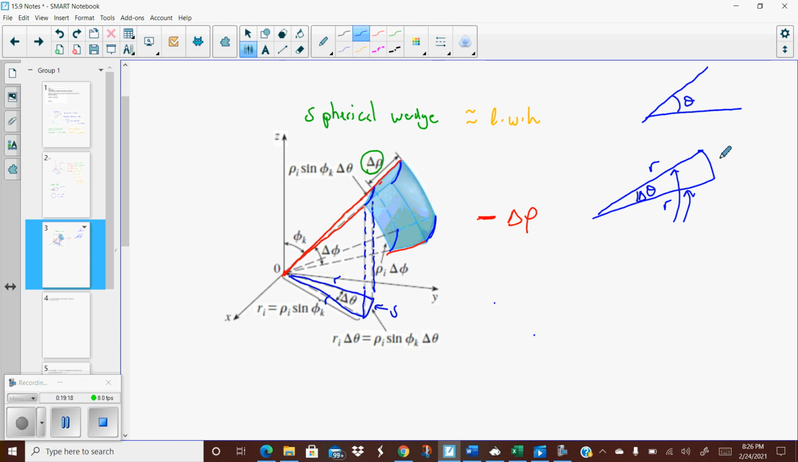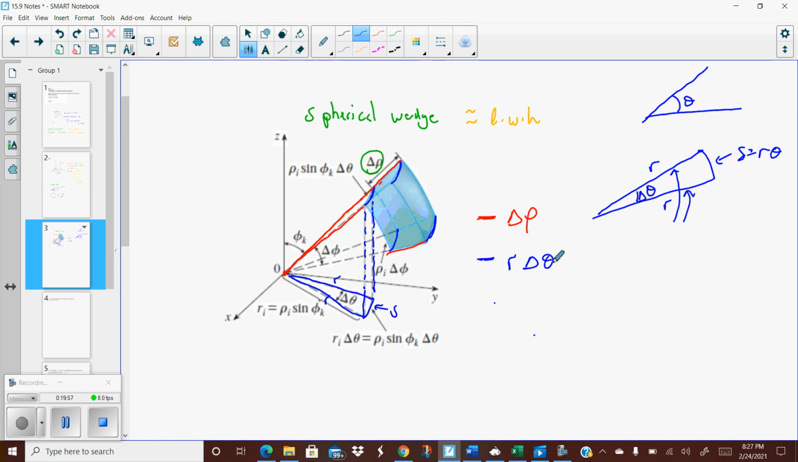And according to this arc, that piece right there, which is like our width of the box, I guess, or the width of the spherical wedge, since we've already got the height, this is S equals R theta. So the blue one is going to be R times the change of theta. So it's R delta theta.